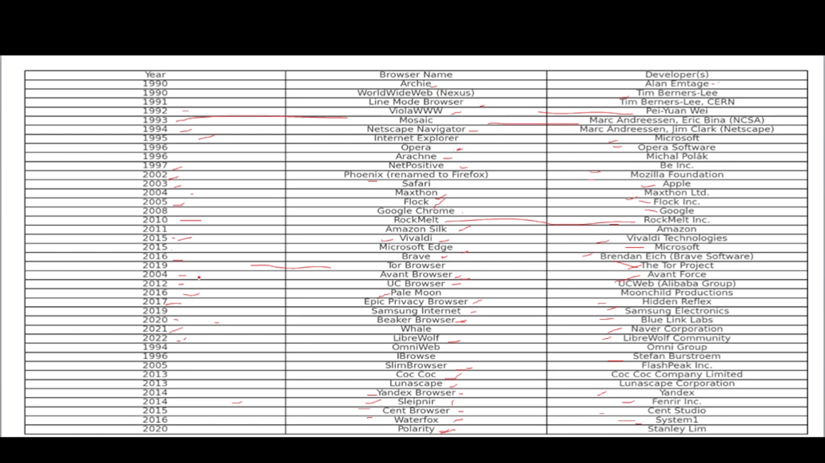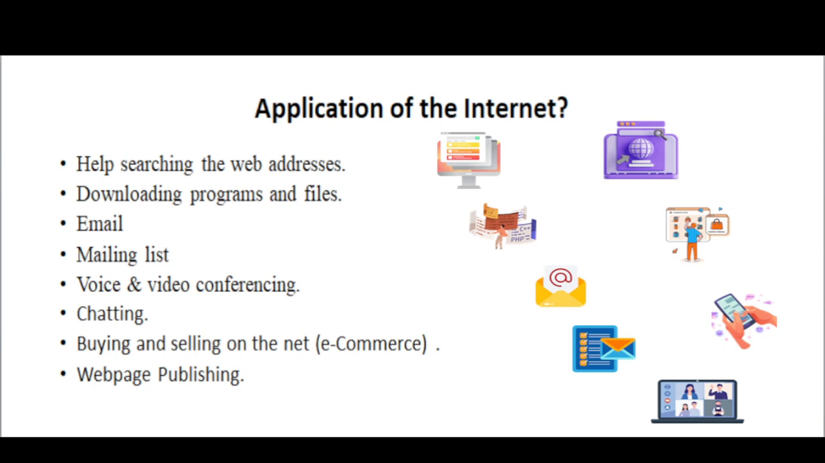Then there are other browsers, it is not possible to mention them all here. So in the next slide, applications of the internet. Applications of the internet include searching the web browser. It helps in searching web addresses for access through search engines. Then downloading programs and files which can be saved or stored on one's local personal computer.